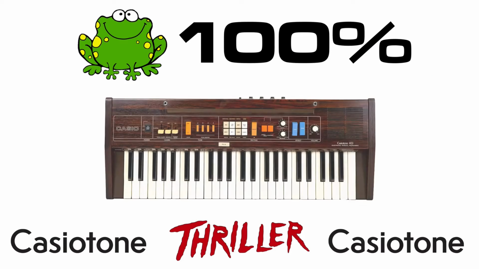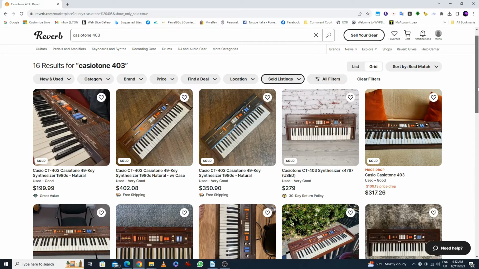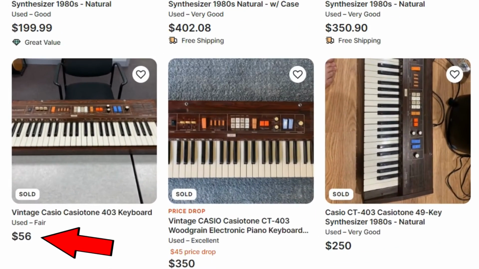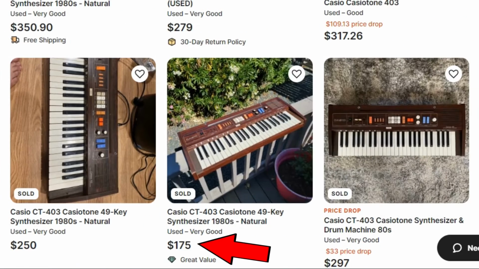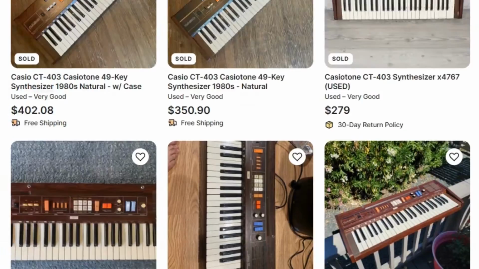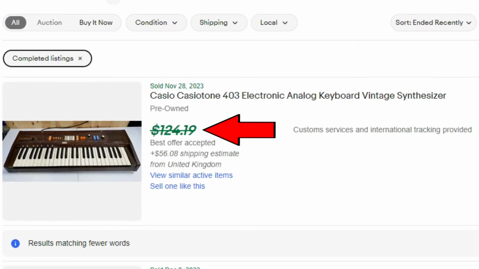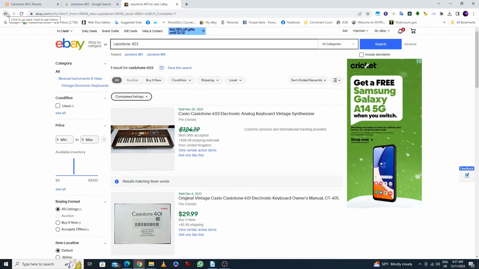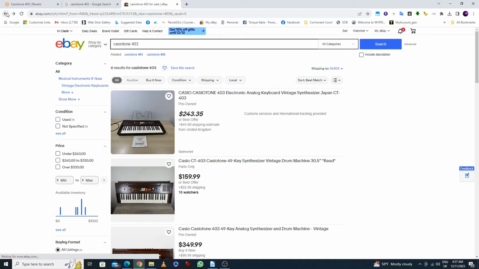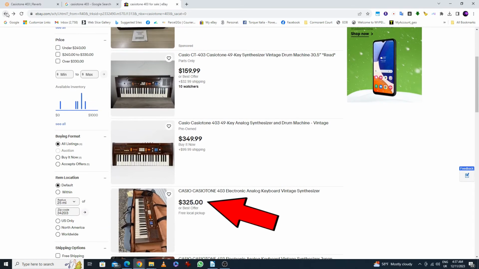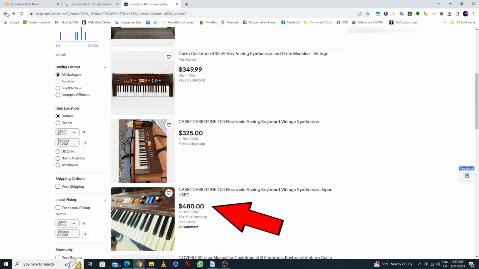Now let's look at the 403, a model with an identical feature set to the MT60. Reverb comes up with 16 sold listings, and the 10 we can see here have prices ranging from a surprisingly low $56, though the next one up sold for $175, going all the way up to a high of $402. Checking eBay shows only one completed listing selling for $124, though that one sold in the UK. If we check active listings, there's 5 currently on offer, with the lowest price of $160, increasing to $250, $325, $350, and onto a high of $480.